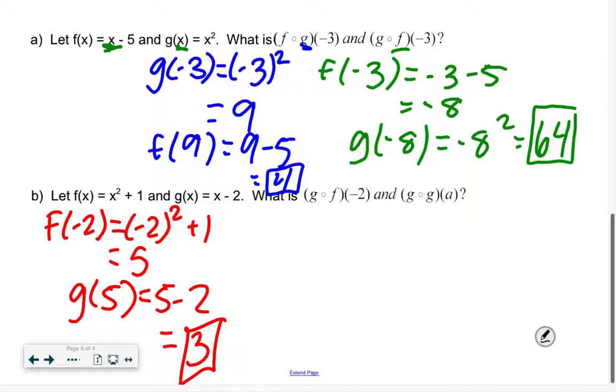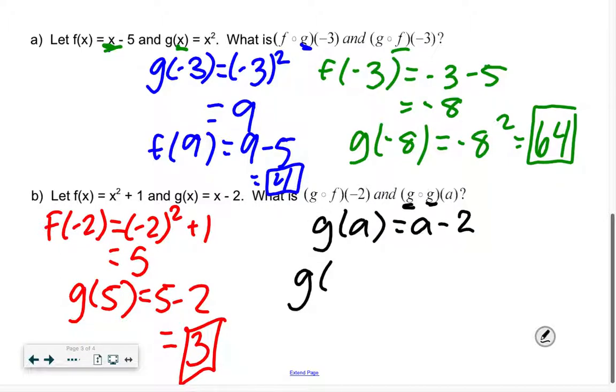Okay. Last one. G of A. What's my first function I'm using? G, and what am I plugging in? So I have G of A is, what should I plug in for x? A. So I have A minus 2. Okay. Done with my first function. What's my second function? First function, yeah. My second function's G again.